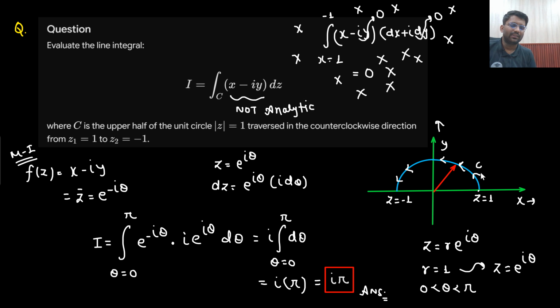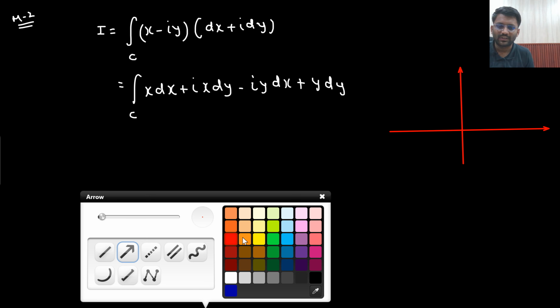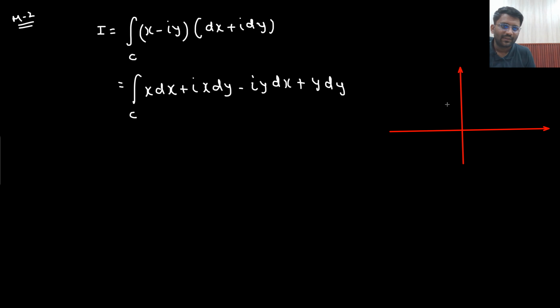What is your curve C? This is your curve C. So let's make the curve C. If I move along the curve C, then what is the scenario that I am having?